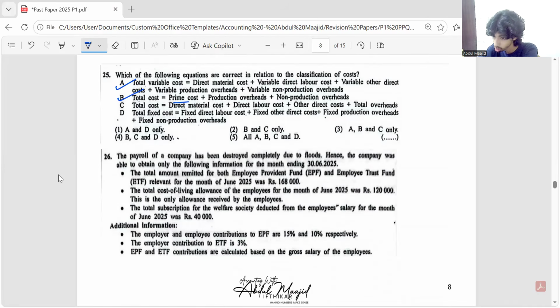C, total cost equals direct variable cost plus direct material cost plus direct labor cost plus other direct cost. So here, direct material, direct labor, and other direct give you your prime cost. Total overhead includes your production overhead and non-production overhead. So it's the same as B: total cost equals prime cost plus total overhead. C is correct. Total fixed cost equals fixed direct labor cost, fixed other direct cost, and then fixed production overhead and fixed non-production cost. Correct. Then the answer is all 5 are correct. Okay.